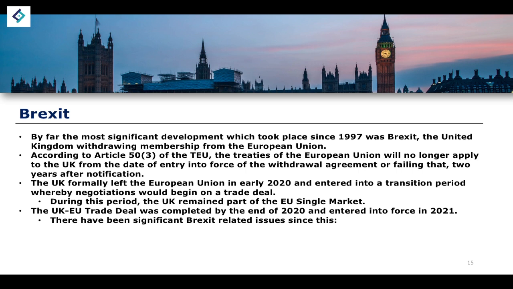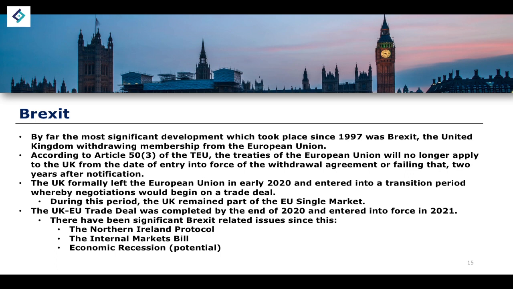There have been some significant Brexit-related issues since this. So, of course, we have debate about the Northern Ireland Protocol. We have debate about the Internal Market Bill and the extent to which the United Kingdom broke international law in essentially rejecting the Internal Market Bill. And we also have the potential for economic recession as a result of leaving the European Union, which is, of course, impacted as well by the COVID-19 pandemic.